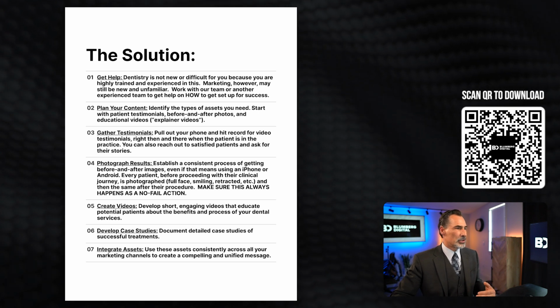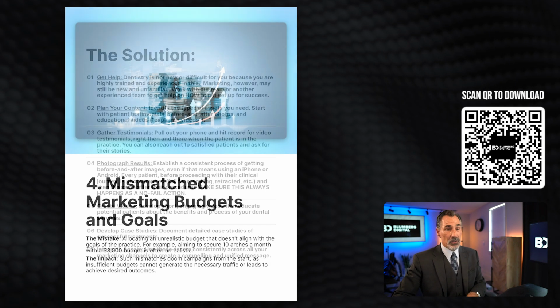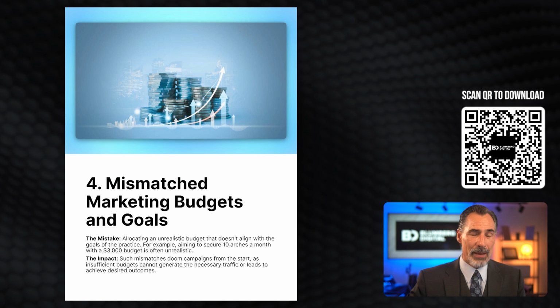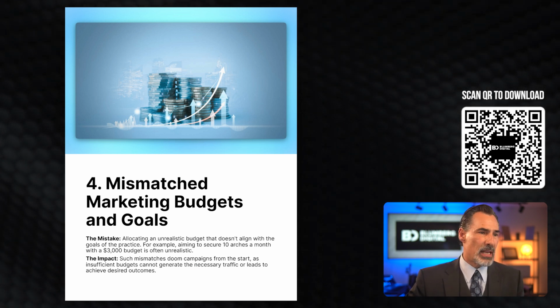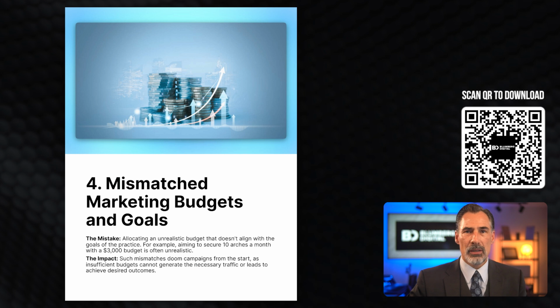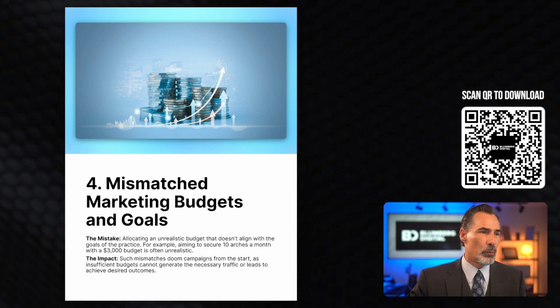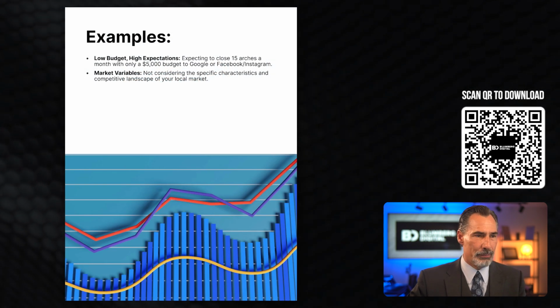So we have all the solutions. Obviously, you have to talk about budgets. If you're doing a paid ad campaign or an implant funnel, you got to have a realistic budget. You can't say, well, I want to spend $1,000 and get 30 Invisalign cases. It's just unreal. But what would be examples of a good budget?